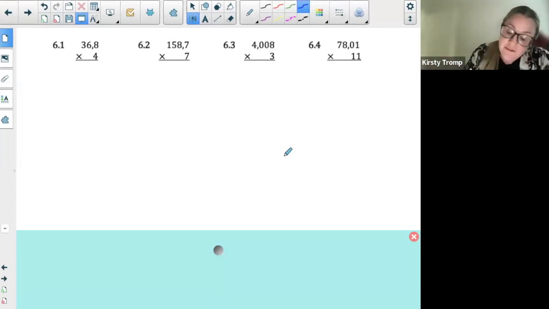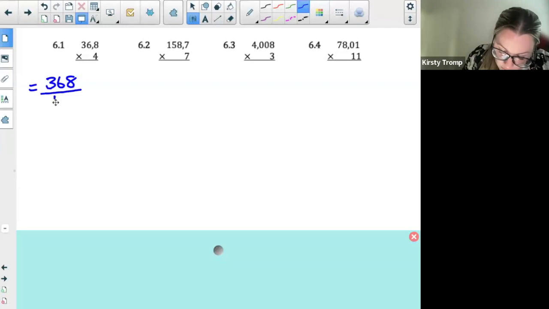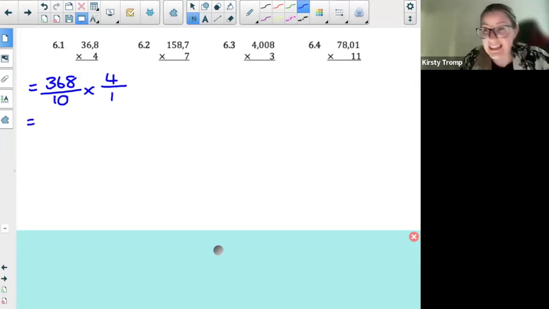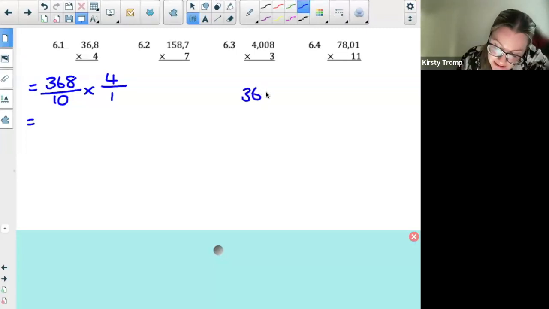All right. So I've got 36,8 and I'm multiplying it by 4. So 36,8 is 368 over 10. And I need to times that by 4 over 1. Basically, what have I done? I just got rid of the decimal. I don't like decimals. That's just me. If you're okay with decimals, all good. I like working in fractions. So now I've got 368 and I'm multiplying that by 4.